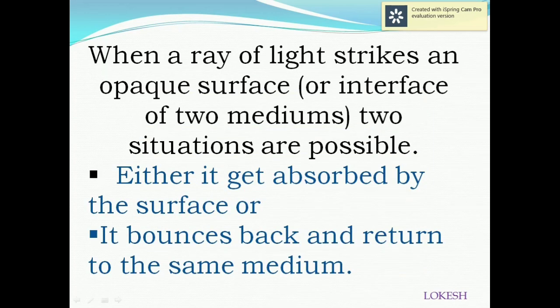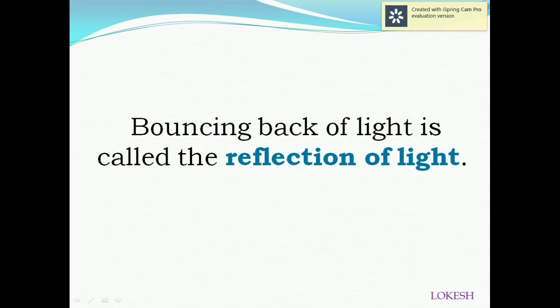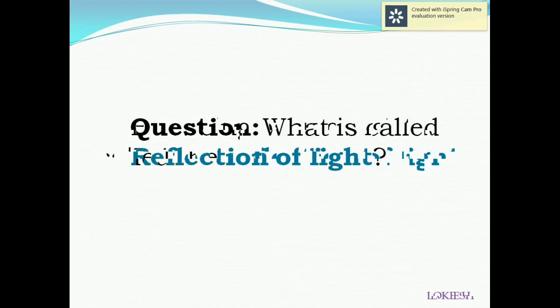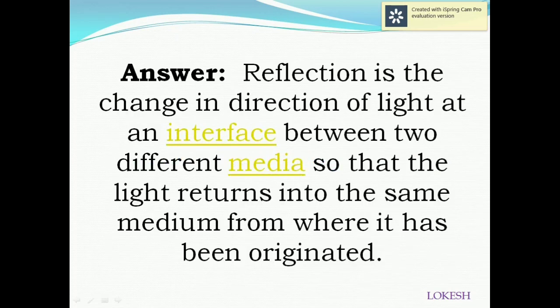Similarly, when a ray of light strikes an opaque surface or interface of two media, two situations are possible. Either it gets absorbed by the surface or it bounces back and returns to the same medium. The bouncing back of light is called the reflection of light. Now question is, what is called reflection of light? Answer. Reflection is a change in direction of light at an interface between two different media so that the light returns into the same medium from where it has been originated.